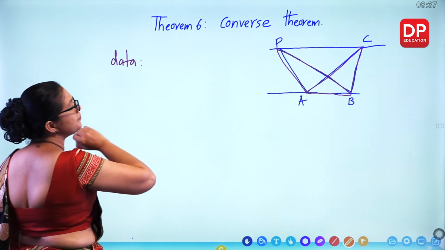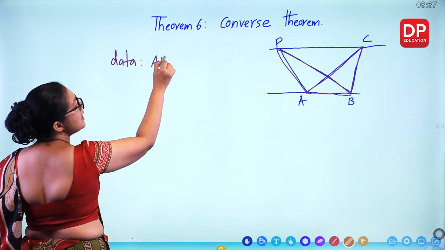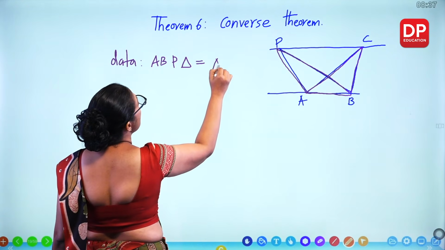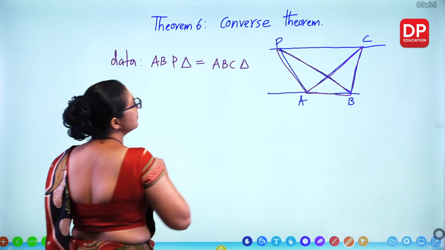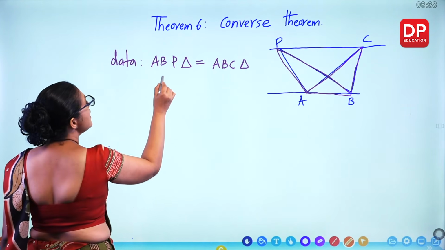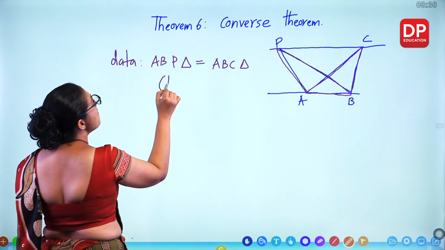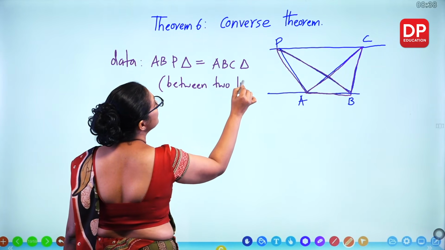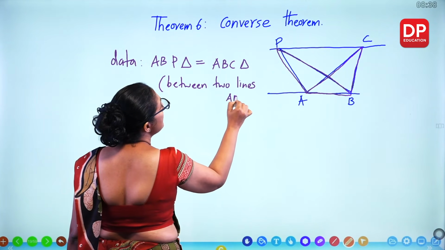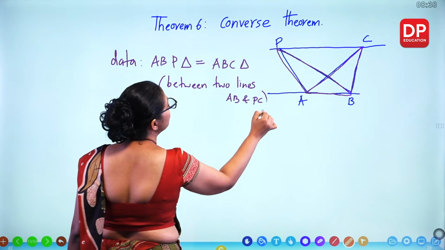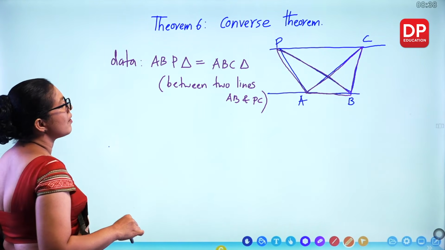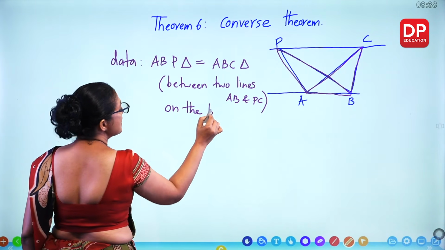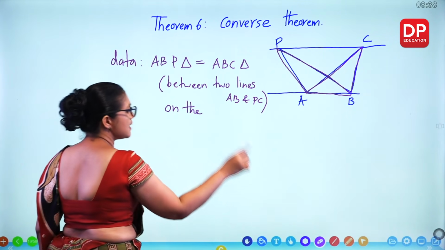In the converse theorem, what's known? We know that ABP area is equal to ABC area. And also these two triangles are in between two lines AB and PC, and both are on the same base.